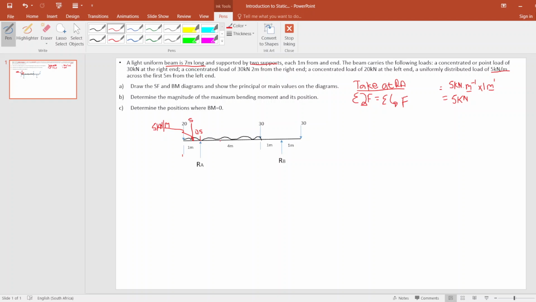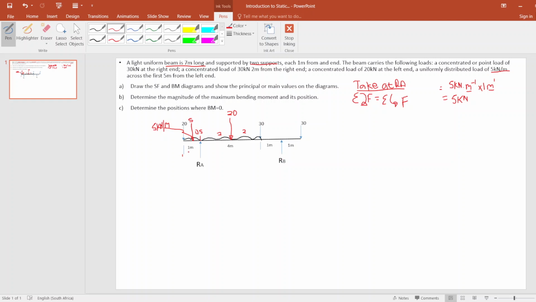Then we have to convert as well, from this point to the point of 30, the UDL to a concentrated load. We do the same procedure: 5 multiplied by 4 gives 20. Then the center of it, 4 divided by 2, gives 2. Then you put it at the center. The center is 2 of that distance. Then you can take moment at RA in calculating the reactional support, RB.